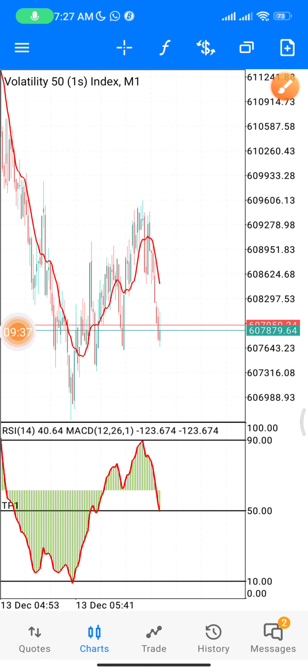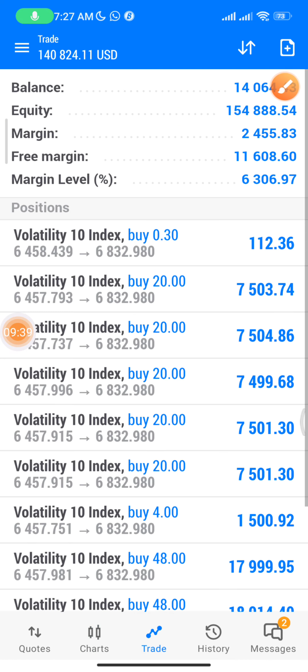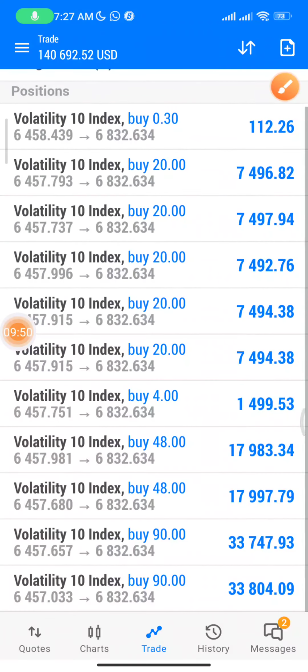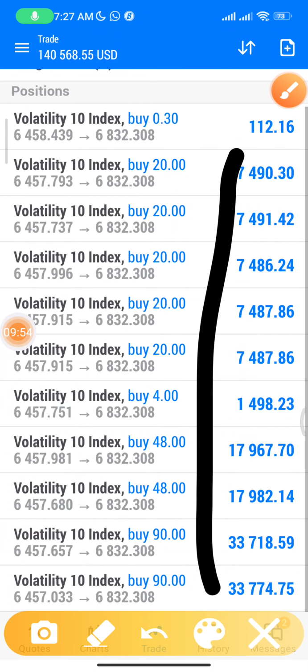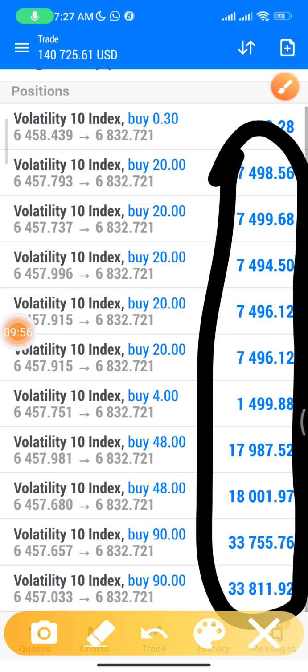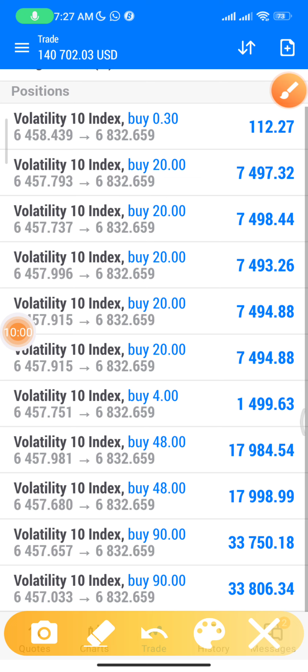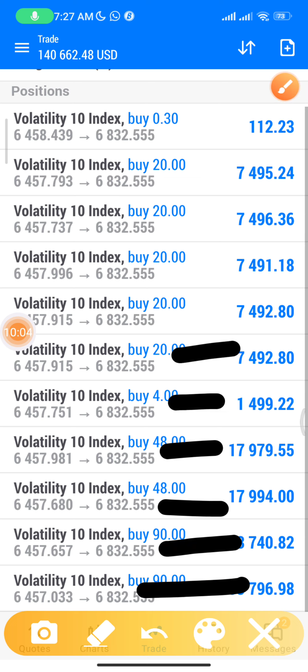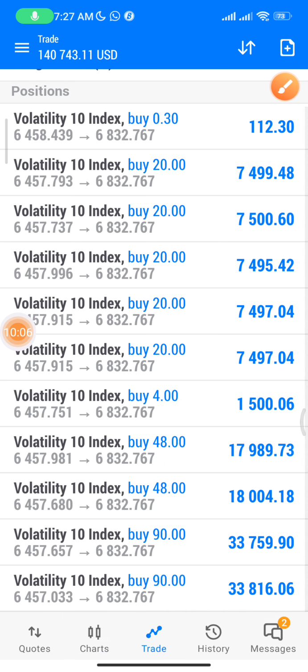Okay, so guys, one thing you have to know is we flipped this account from $14,000 to $154,000, which is so amazing. You can see it for yourself. We didn't open too many positions. You can see it for yourself. Okay, this one started running before we placed these ones. So this is a very massive opportunity.